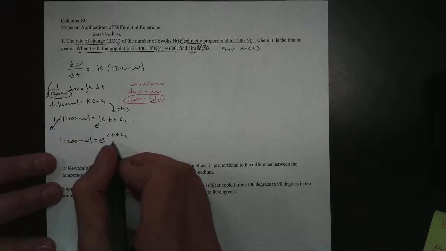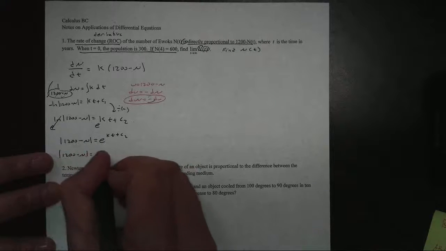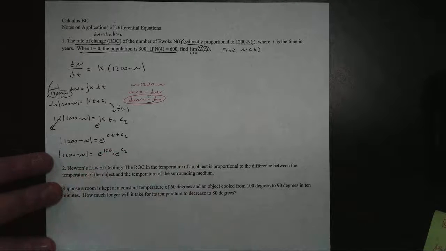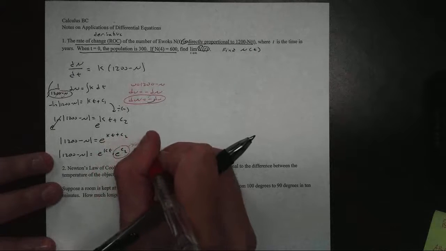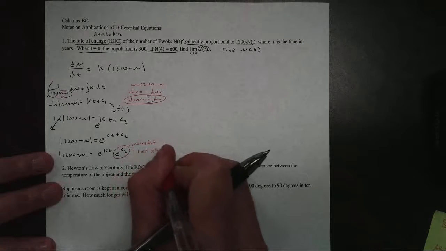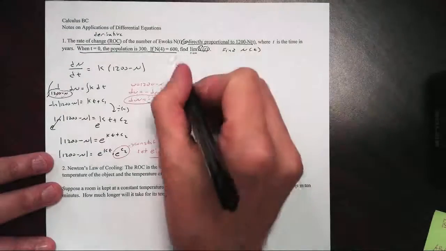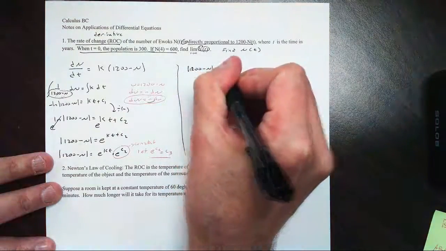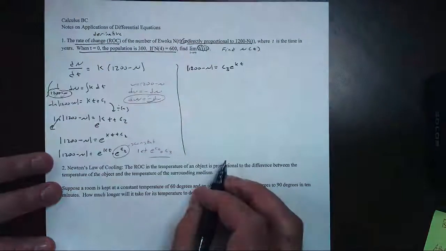You have to show getting rid of the exponential, simplifying that. Absolute value of 1200 minus n equals e to the kt times e to the c2. You have to show that step. Very important. But now we do that because that's a constant. I know that's a constant. So we're going to let e to the c2 equal c3. And now when I rewrite my equation, we get the absolute value of 1200 minus n equals c3 e to the kt. And there it is.